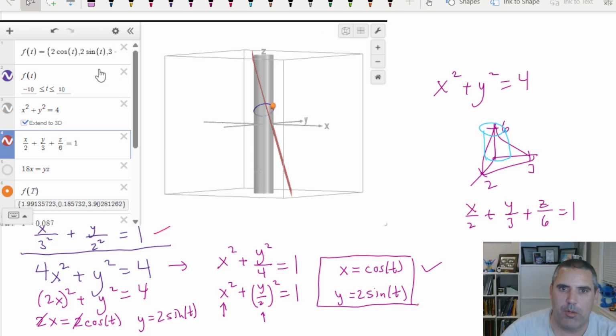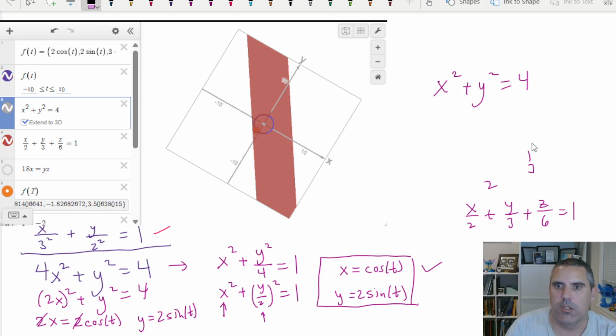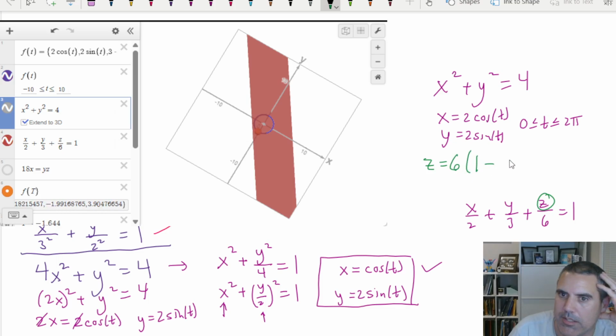I can say, well, from above, it looks like circular motion. Let's just parameterize that circle. So here we go. I'm going to say x equals 2 cosine of t. I'm going to say y equals 2 sine of t. I know that completes one loop from 0 to 2 pi. And the only thing that's left is to describe my z. But z equals, what could I say? 6 times whatever 1 minus x over 2 is, minus y over 3. So I'm just rearranging this. And then I can put these equations here. So I do 2 cosine, and I do 2 sine.